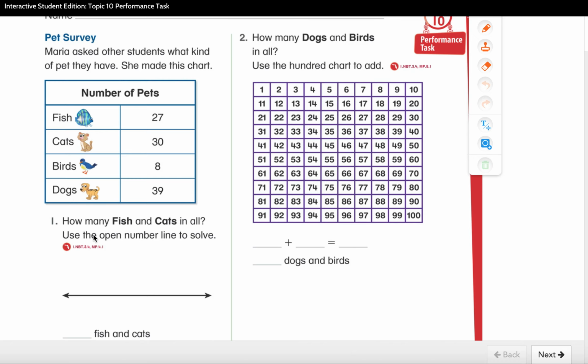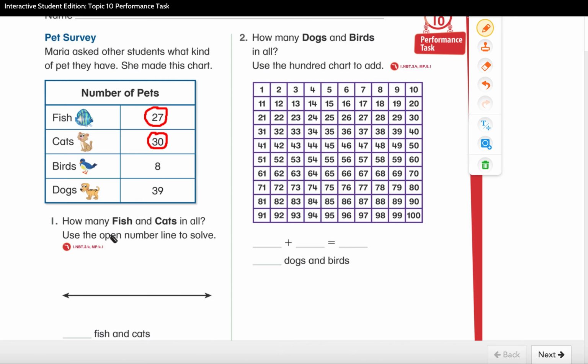So our question here for number 1 is how many fish and cats in all? Use the open number line to solve. First, let's go ahead and circle what numbers we are looking at. We're looking at fish, so 27, and then cats, which are 30.